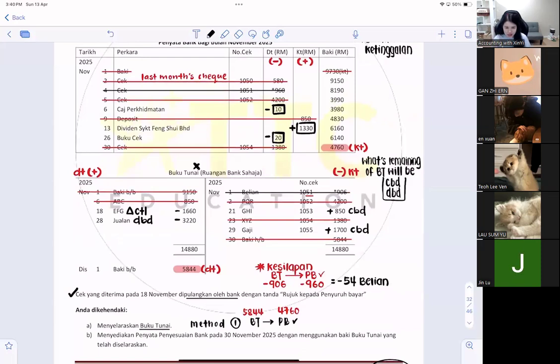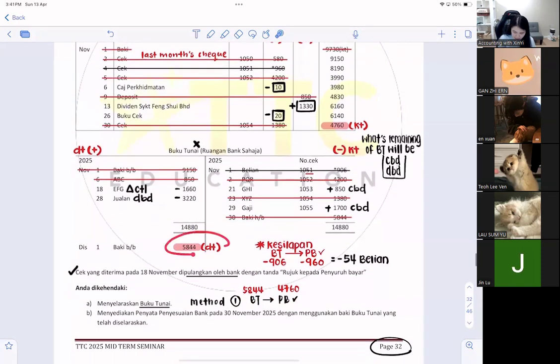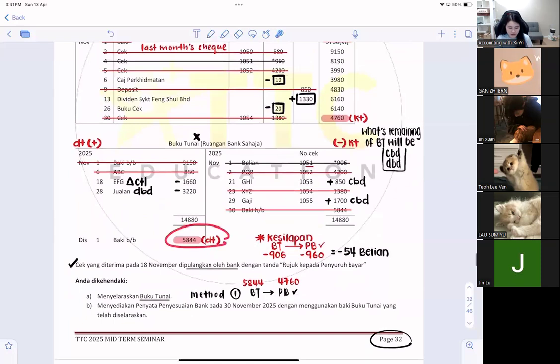So it's time that we check. Can we actually achieve the balance that we wanted, from 5844 to become 4760? Okay, so let's test. Please use your calculator. Start from this number, 5844. Can you all do that? 5844.